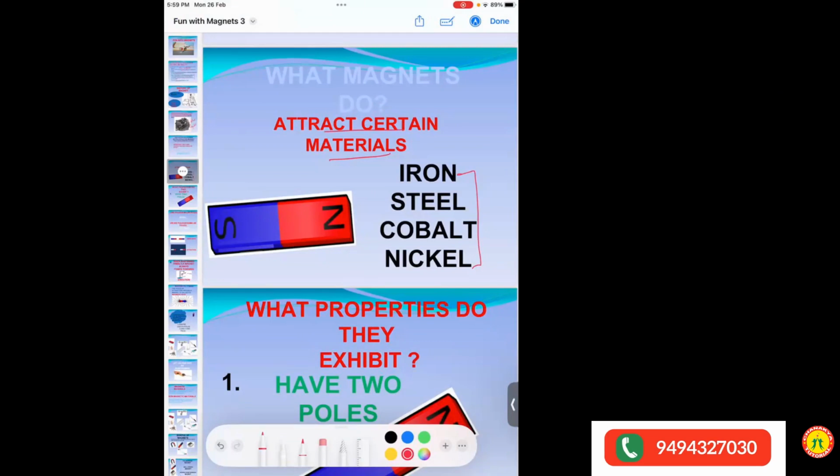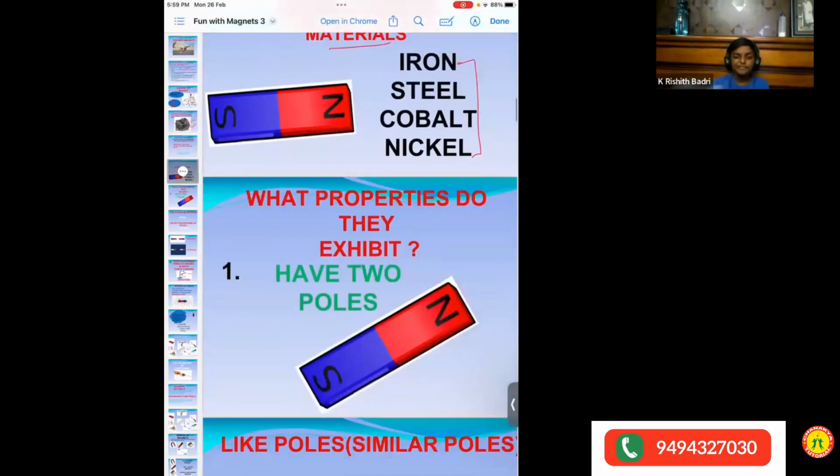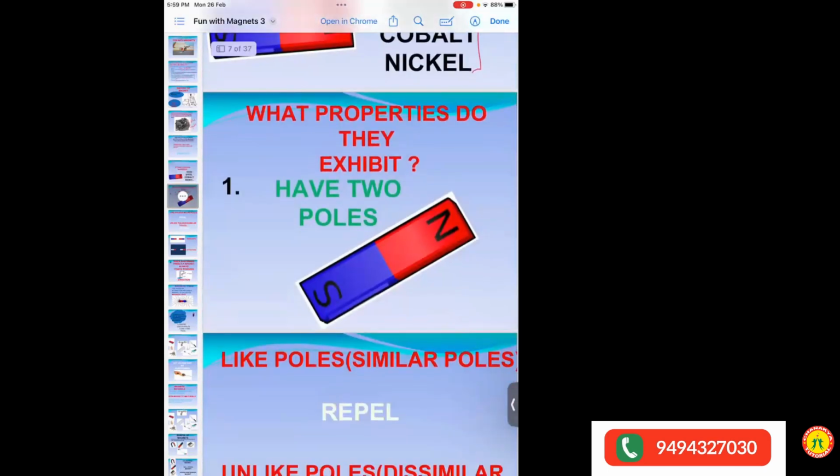You might have seen it at home also, when you go to the kitchen, you have different stainless steel, different colors, different hardness. So depending upon the steel, it shows a property. So what properties do magnets exhibit?